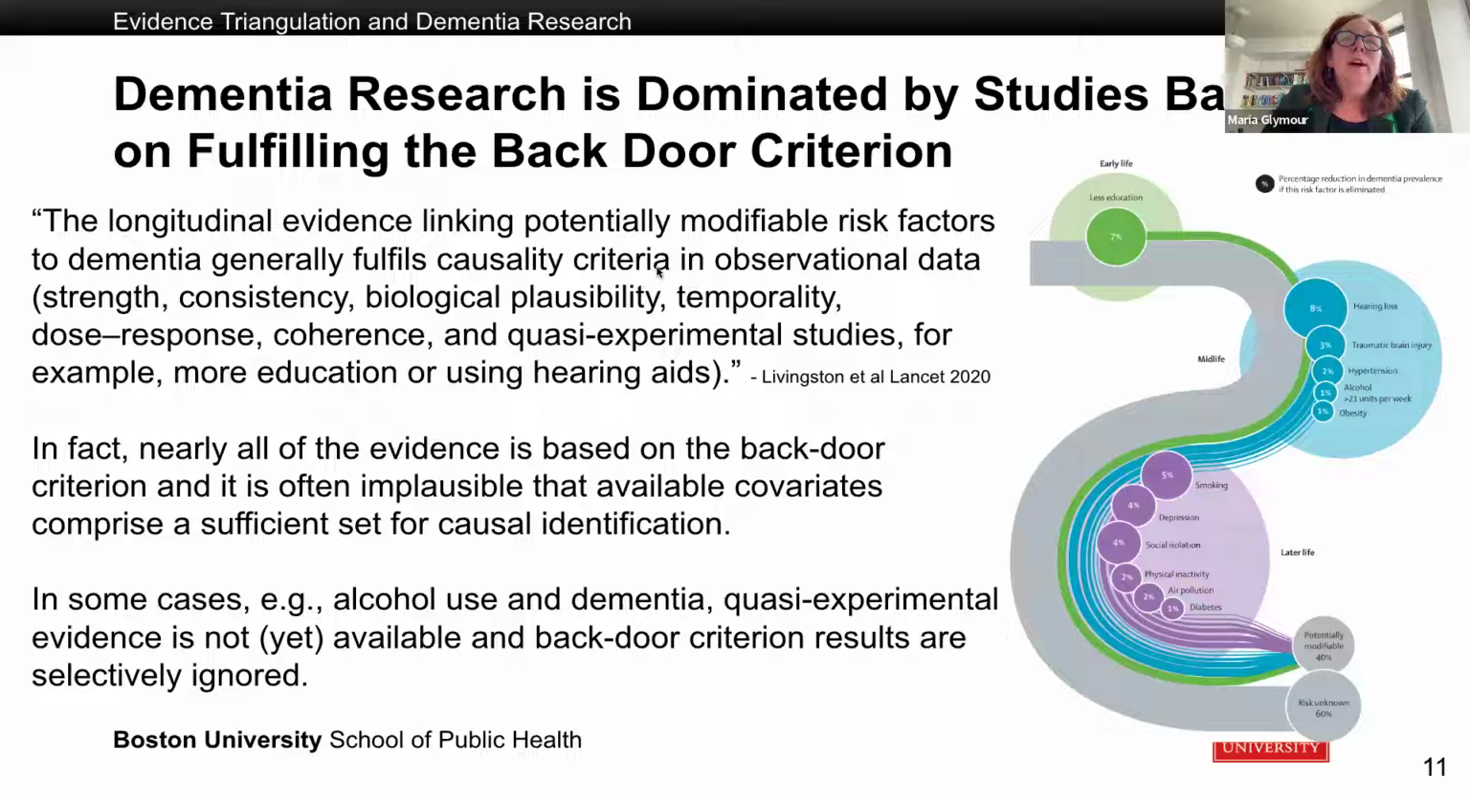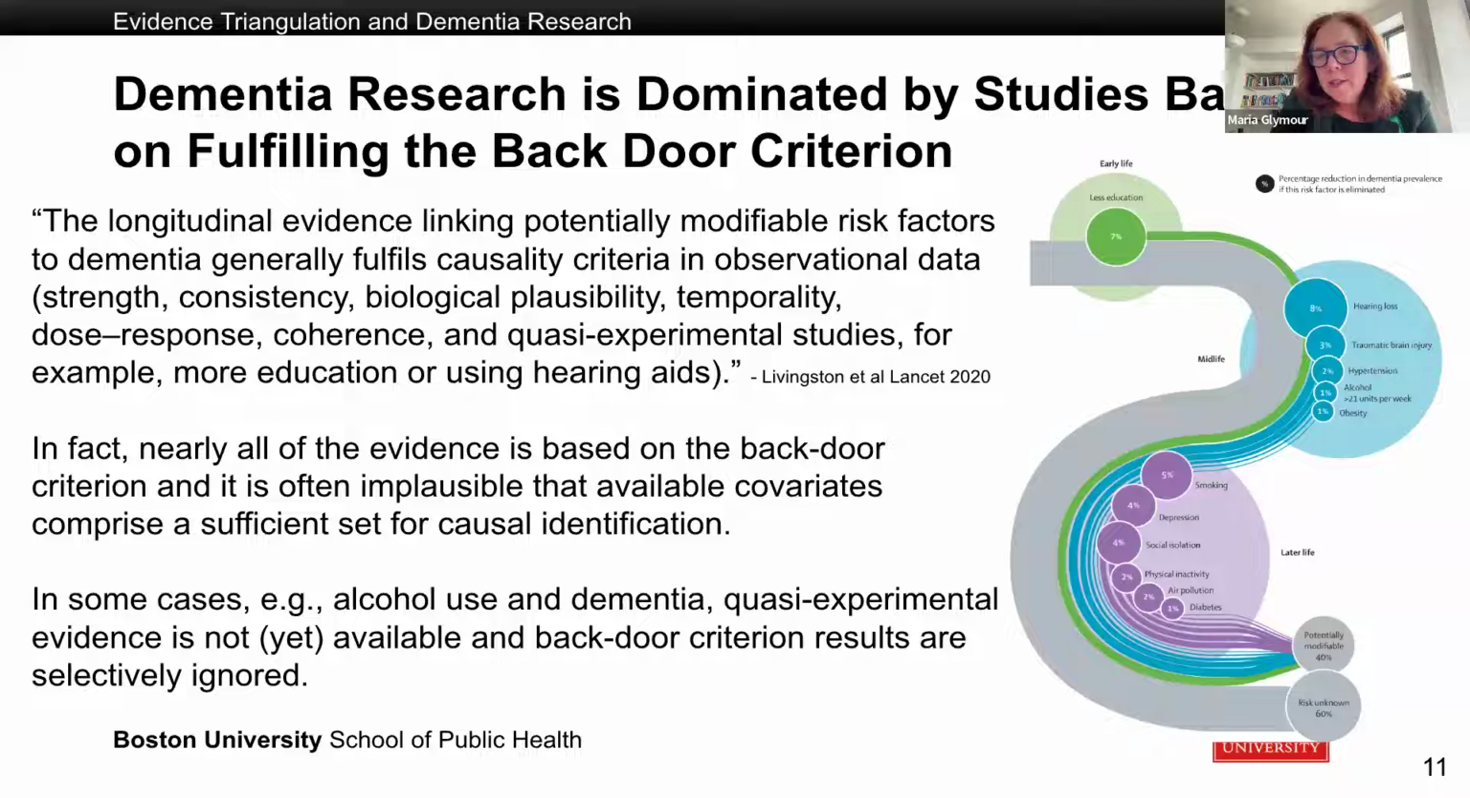Although there's a hope about these risk factors being very well established, in fact, if you drill down, for the most part they are almost all reliant on covariate control-based studies. There are a handful of quasi-experimental studies, for example for education and hearing aids, but for the most part, this research is based on covariate control. And in some cases, for example, estimating the effects of alcohol use, there's no quasi-experimental evidence yet on the effects on dementia.